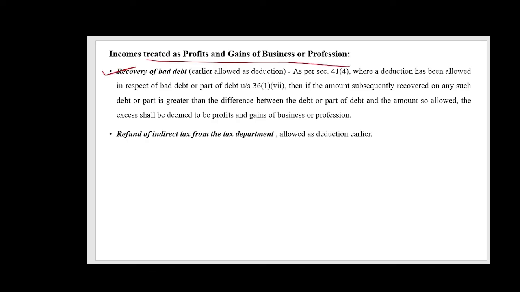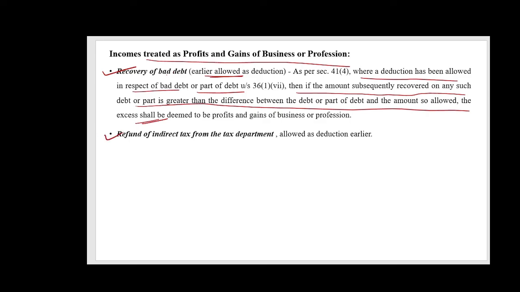These are the incomes which are treated as profits and gains of business or profession. Recovery of bad debt, earlier which was allowed as deduction. If you're recovering the bad debt now, then it is taxable. So as per section 41 subsection 4, where a deduction has been allowed in respect of bad debt or part of debt, then if the amount subsequently recovered on any such debt or part is greater than the difference between the debt or part of the debt and the amount so allowed, the excess only shall be deemed to be the profits and gains of business or profession. And the last one is refund of indirect tax from the department, which was allowed as deduction earlier.